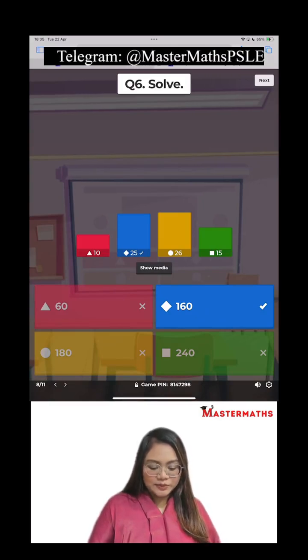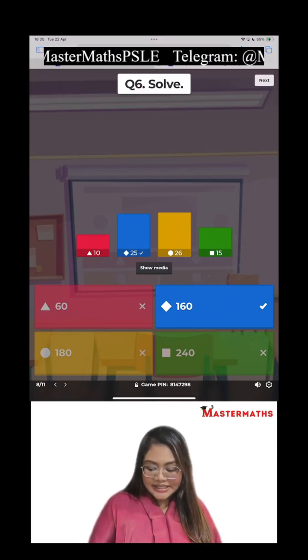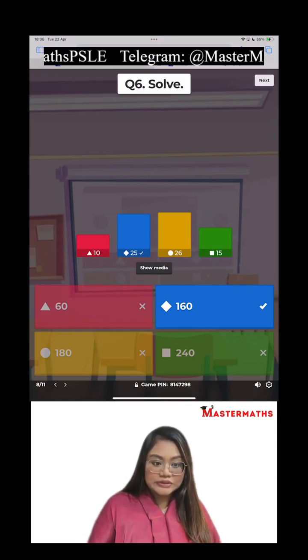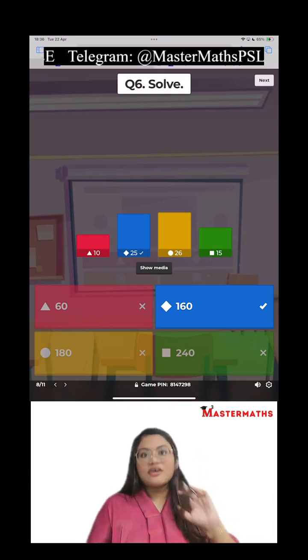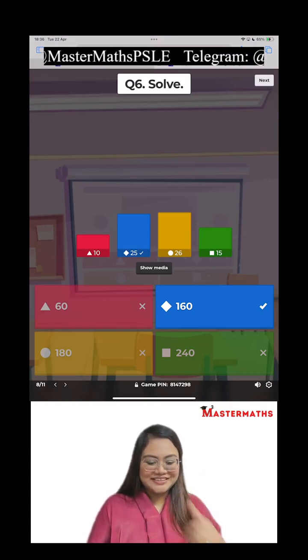So many Smart Swans. Okay, the correct answer is indeed 160. 160, 180, very close, it seems. But 160 is the correct one. Nice one. You are the smartest one. That's great.